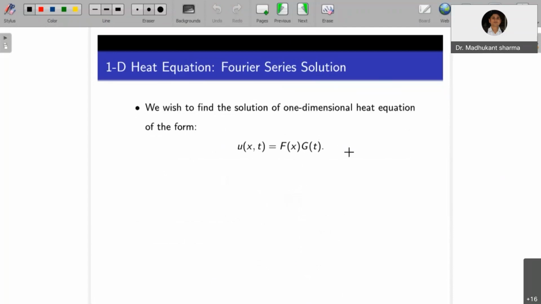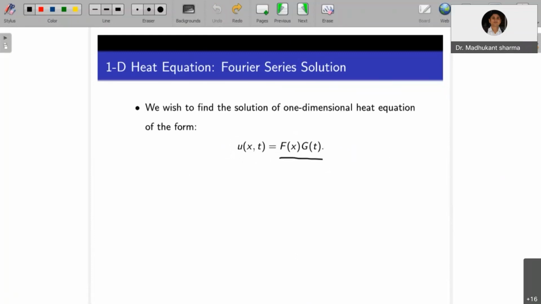Now I think yesterday you have seen, so some of you can tell, you have discussed this, right? Some of you can tell about yesterday's tutorial. Yes, sir. So you have discussed this variable separable method, right? Yes, sir. Okay, fine.